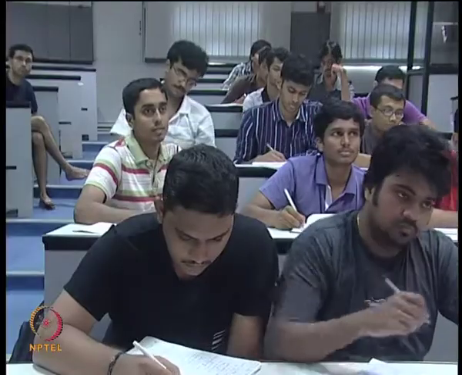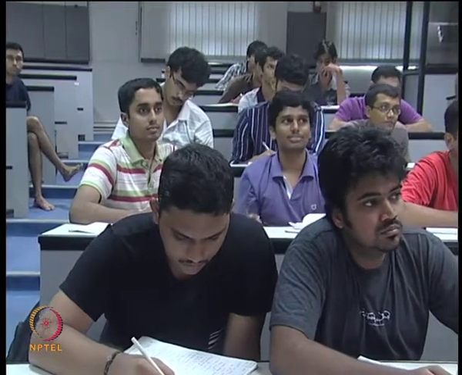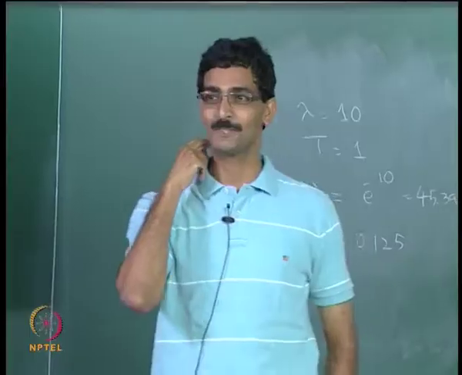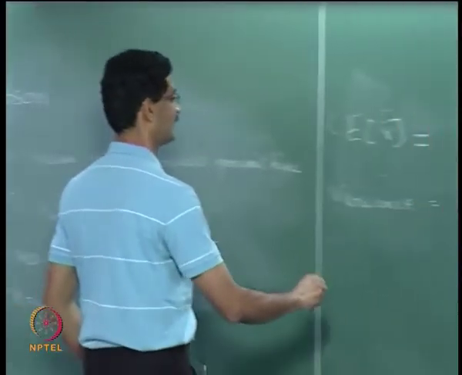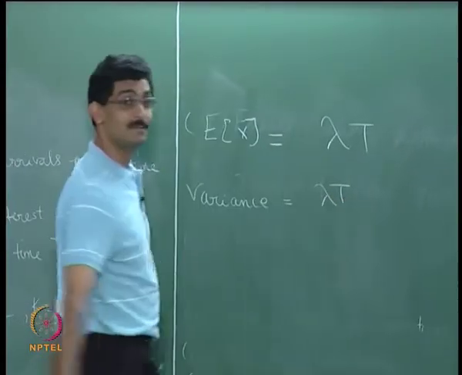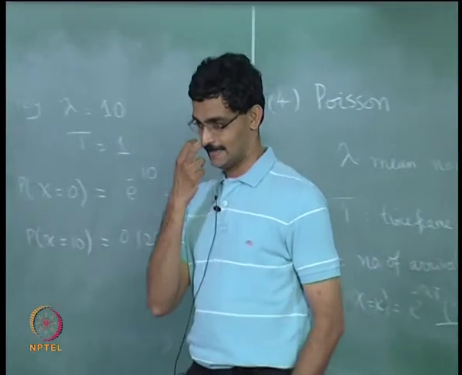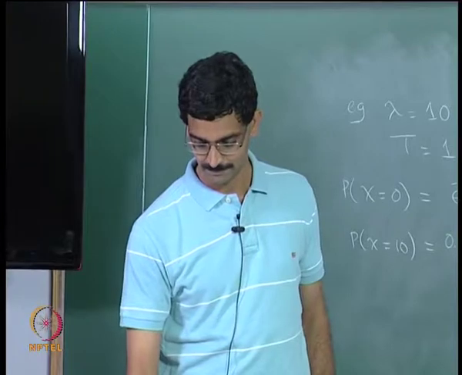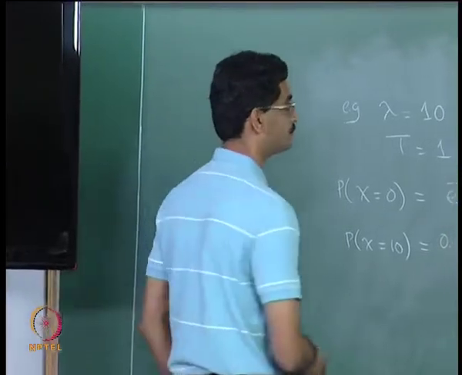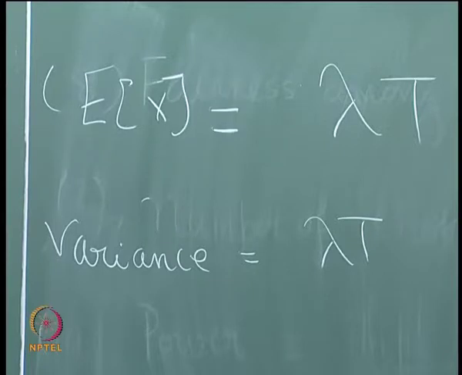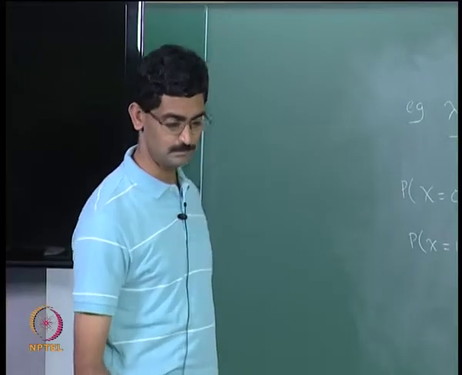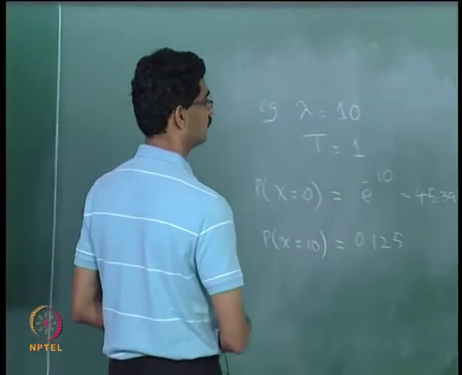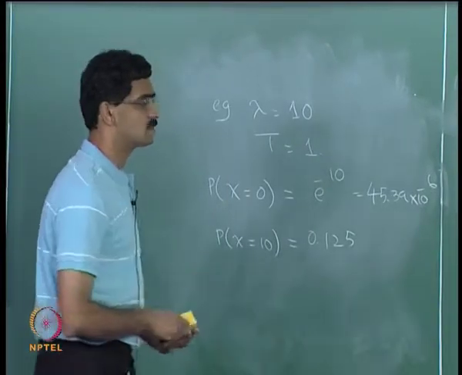Variance is also lambda t. Did you derive that in the other class, or are you guessing? This is mostly not with the derivation for this one. So variance is also lambda. Okay, so that is the Poisson.